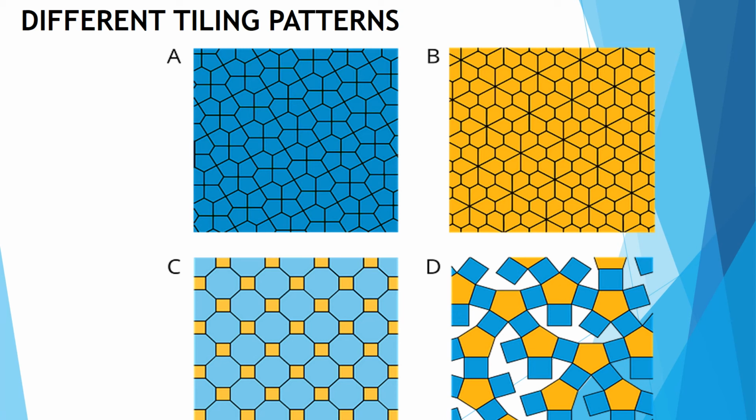In this figure, if you can see, A and B are made using different pentagons of varying lengths. They are closely attached to each other without leaving any space, and it forms a beautiful design. Pattern C, if you can see, is formed using an octagon and a square, and pattern D is formed using a pentagon and a square. And the result is a beautiful pattern, isn't it?